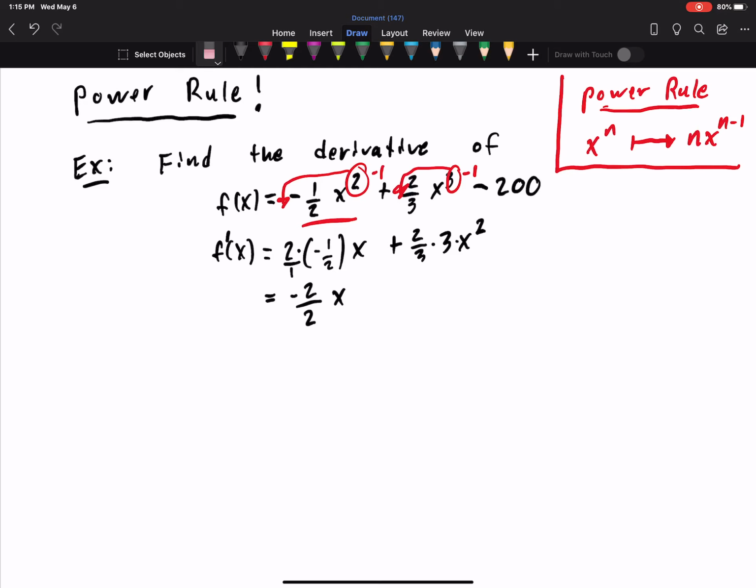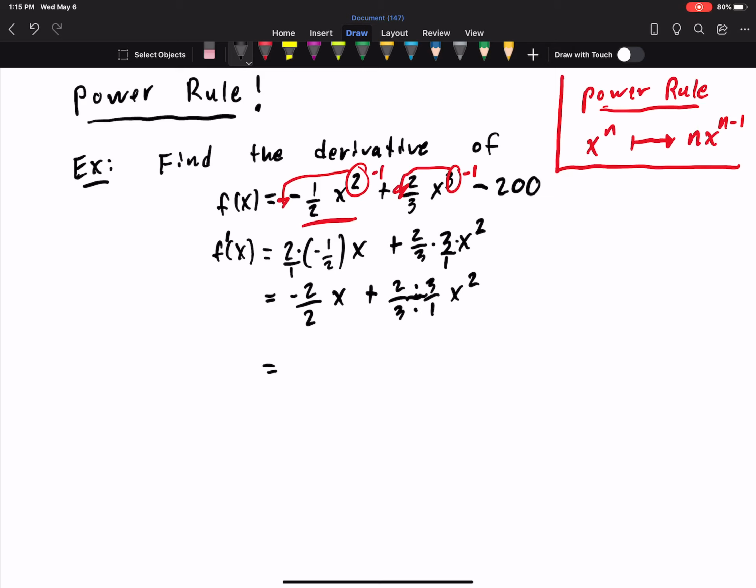Okay? The next one here, we have 3 over 1 times 2/3. Multiply straight across the top and straight across the bottom of those fractions. That gives you 2/3 times 3 over 1 times x squared. Okay? Well, oops. Yeah, so it's all on the top and bottom, so you multiply them. There we go.